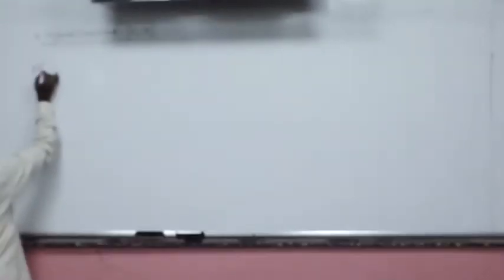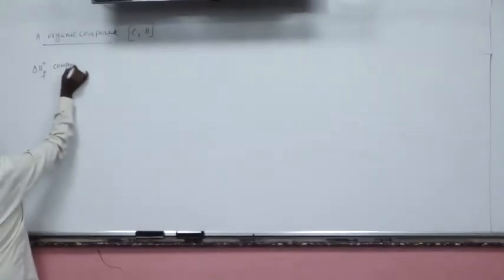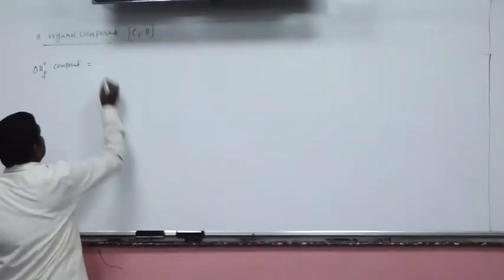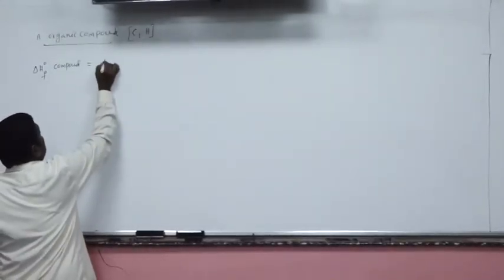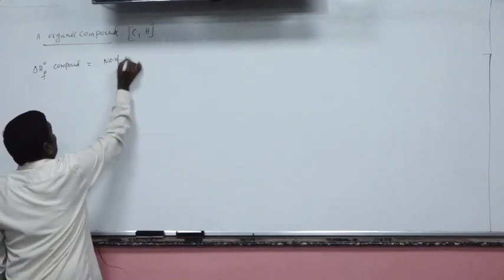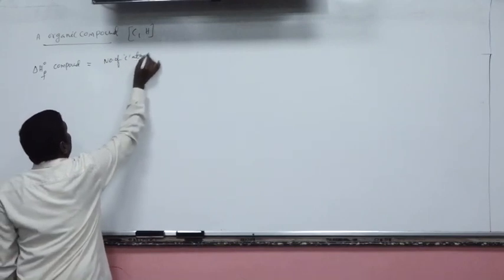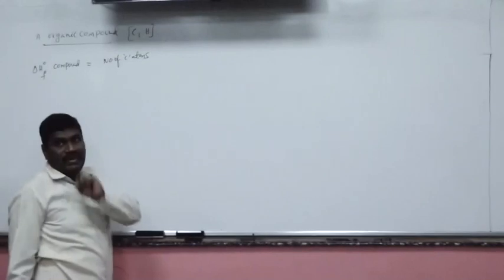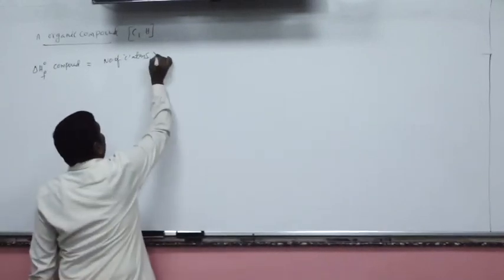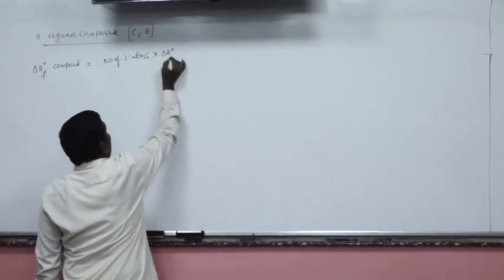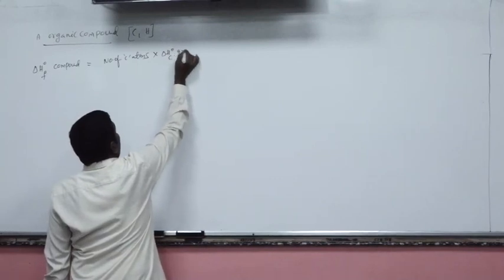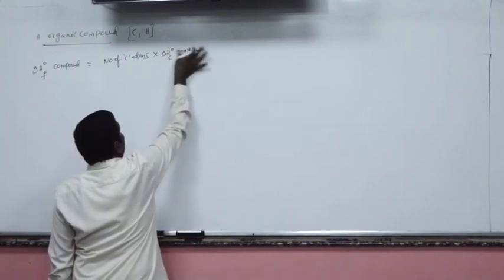In that situation, I am writing one formula. The standard enthalpy of formation of the organic compound is equal to the number of carbon atoms in one molecule of the organic compound multiplied by the standard enthalpy of combustion of graphite. Carbon is nothing but graphite.